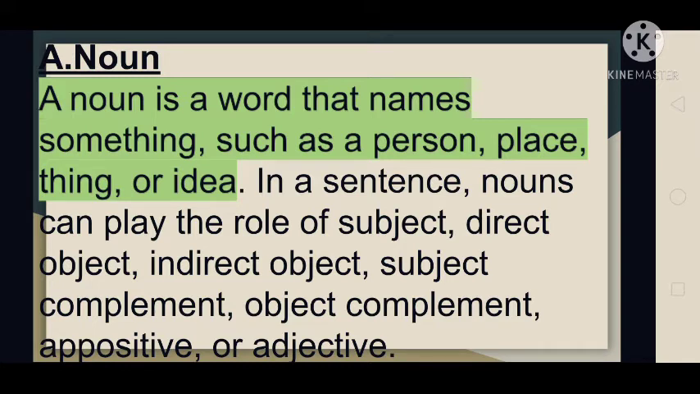In a sentence, nouns play the role of subject, direct object, indirect object, subject complement, object complement, appositive, and adjective. Okay, for example, in a sentence, India is a big country. So that word India is a noun, and the whole sentence talks about that word India. So the noun is the subject of the whole sentence.